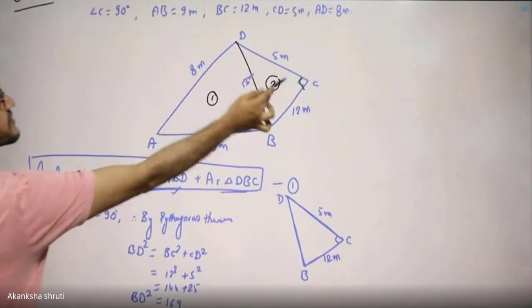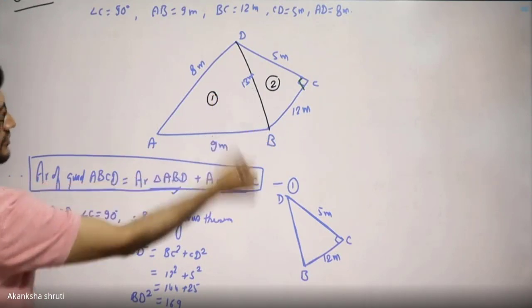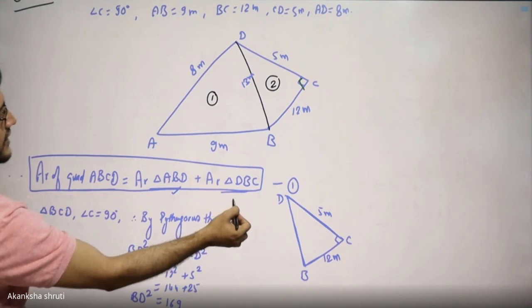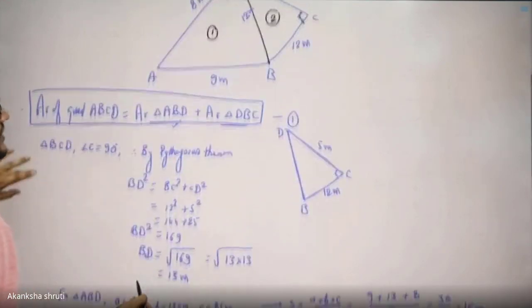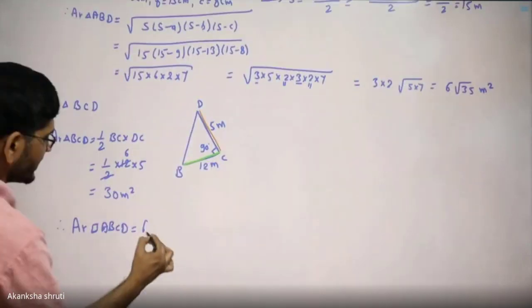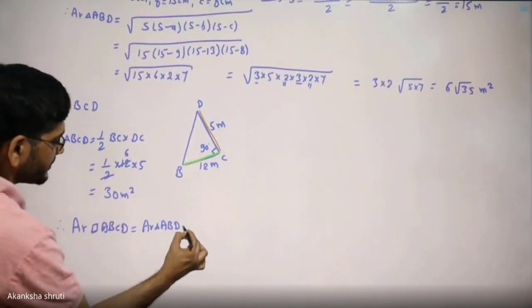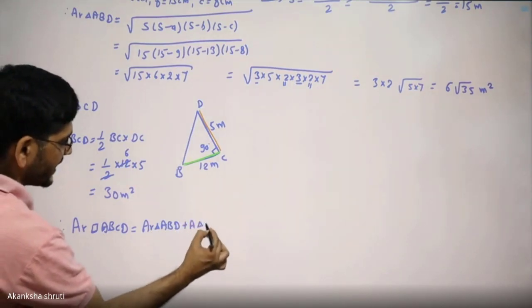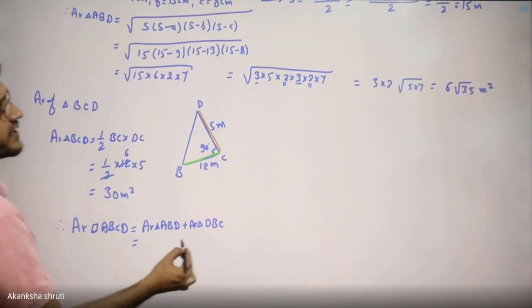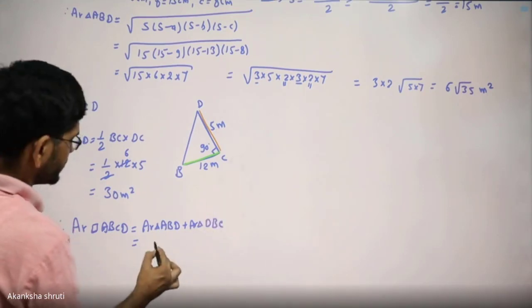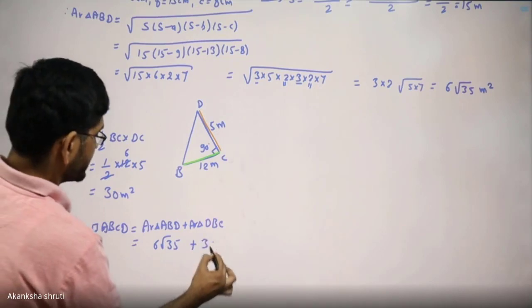The area of this quadrilateral is divided into two triangles, and the area of the two triangles we have calculated. So it will be the area of this triangle plus the area of this triangle, ABD and DBC. Area of triangle ABD plus area of triangle DBC. The area of triangle ABD that we had calculated was 6 root 35, plus this was our 30.